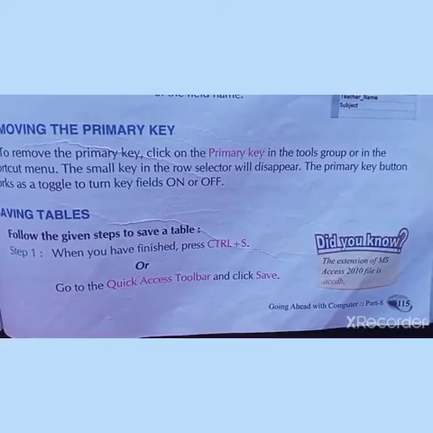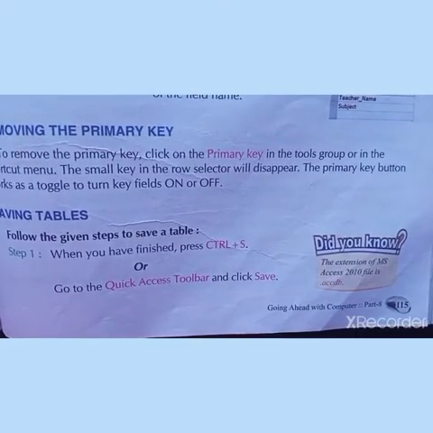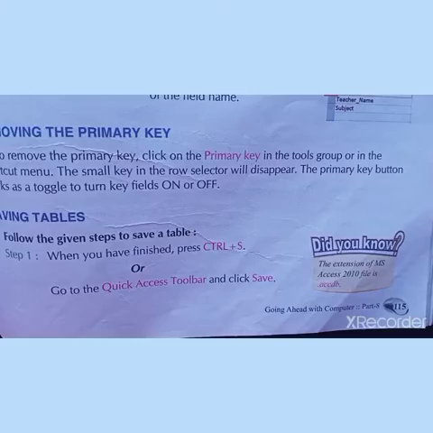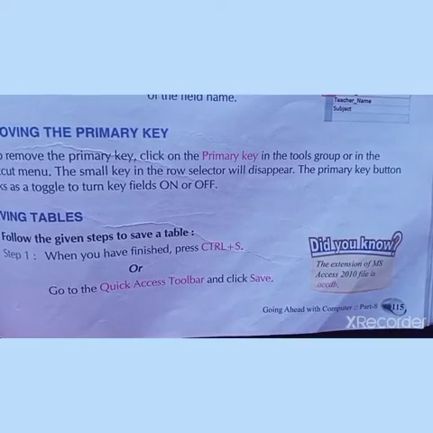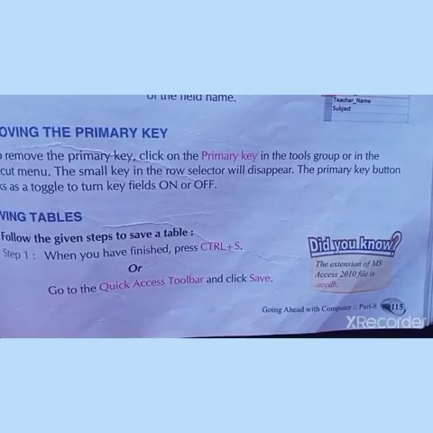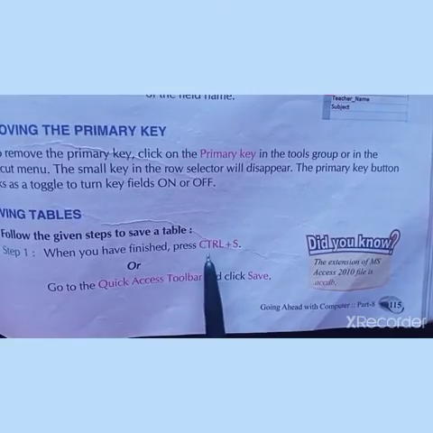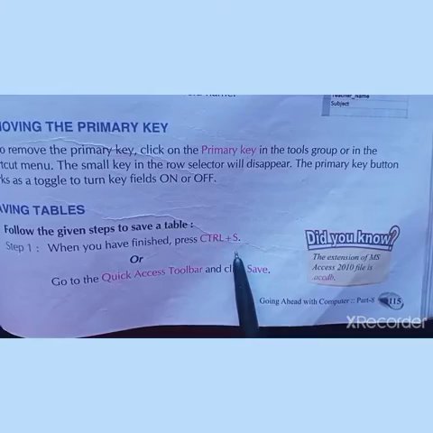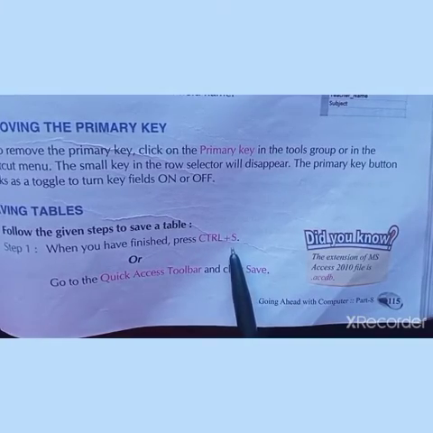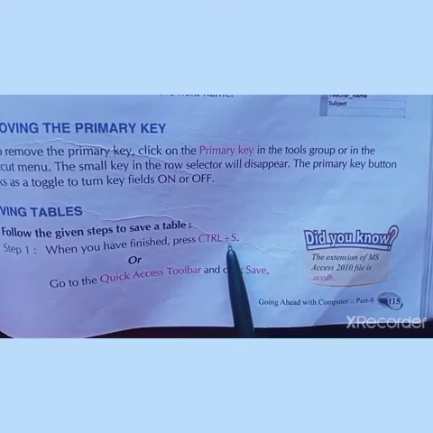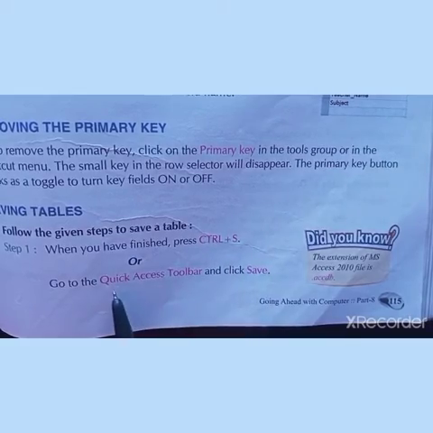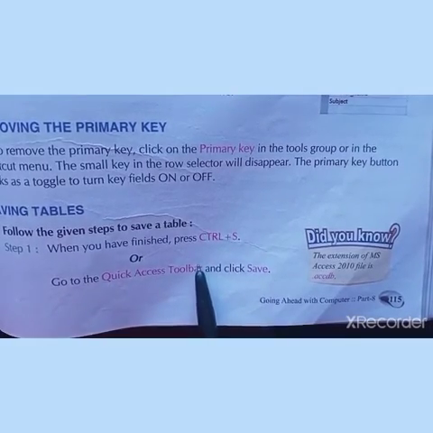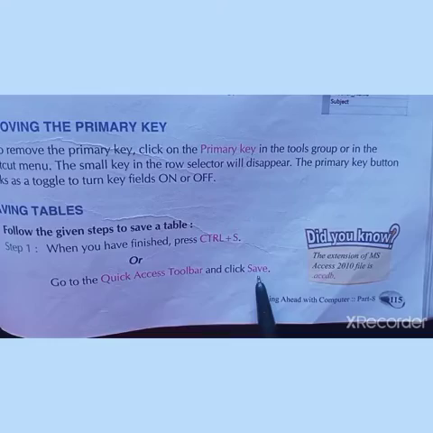Whenever we make a table, we write the field names, we set the properties. After setting the properties, data type and everything, we need to save the table. For saving the table, simply press Ctrl+S. As soon as you select this, the table will get saved and it will ask you to write the name for the table. Or you can go to the quick access toolbar and click on the save button.